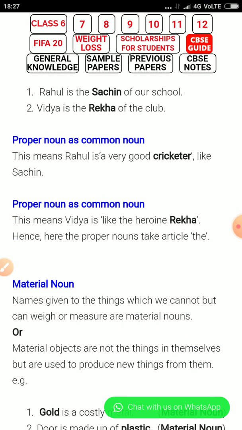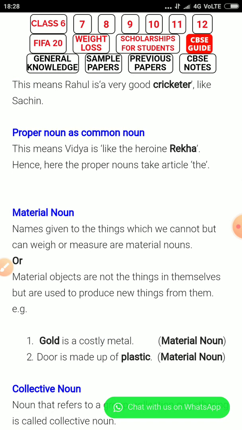The material noun. Names given to things which we cannot count but we can weigh or measure are material nouns. The second definition: material objects are not the thing in themselves but are used to produce new things from them. See, for example, gold is a costly metal. So gold is a material noun. The door is made of plastic. Plastic is a material noun.